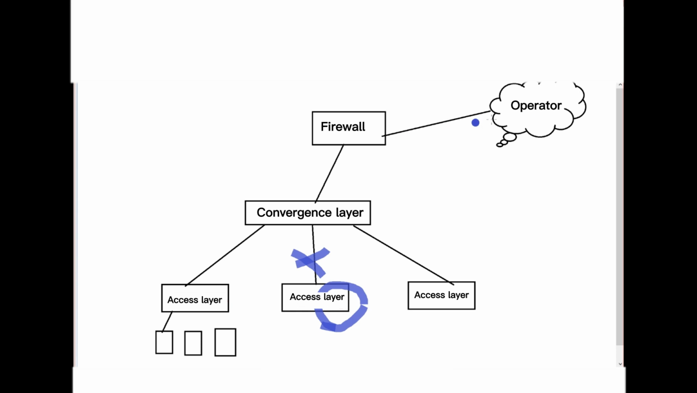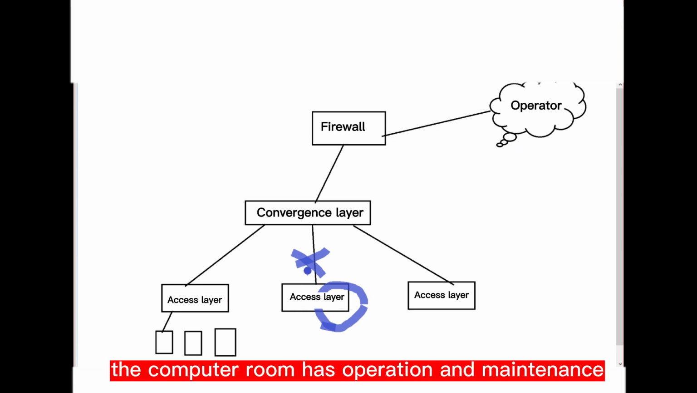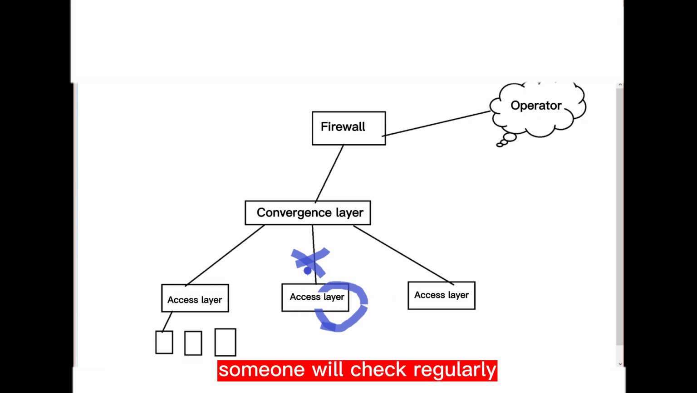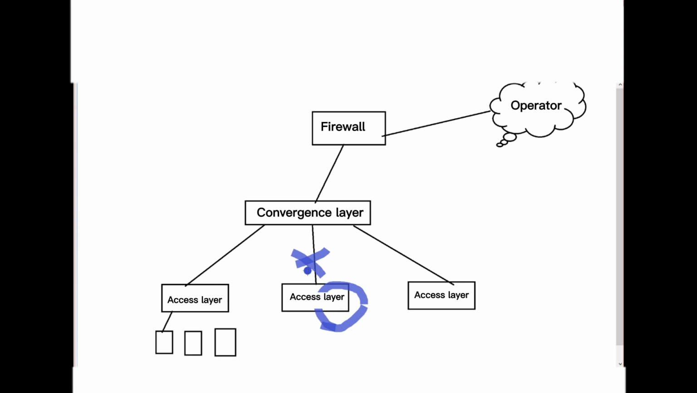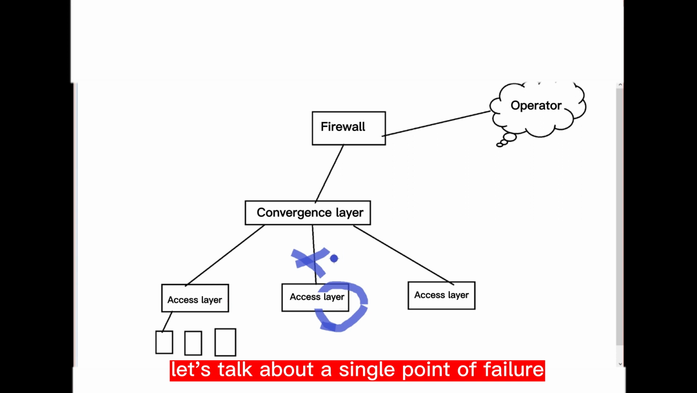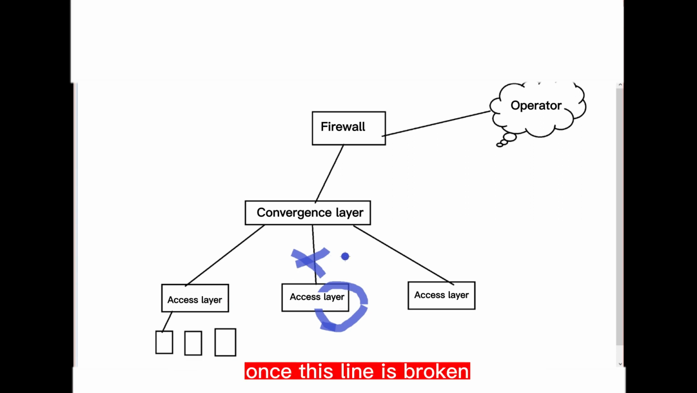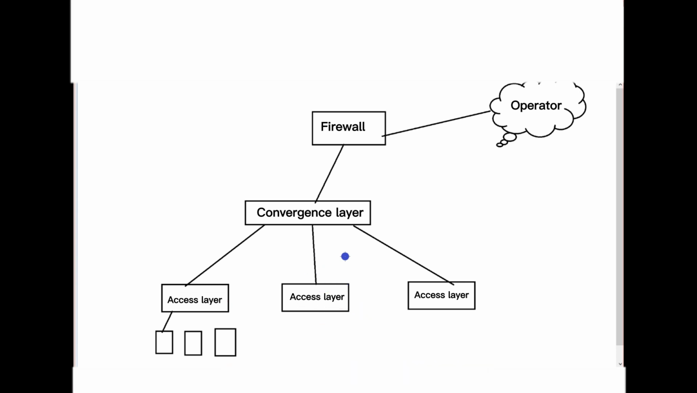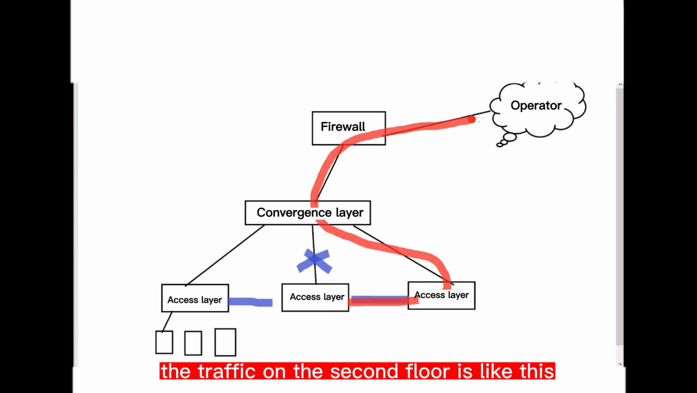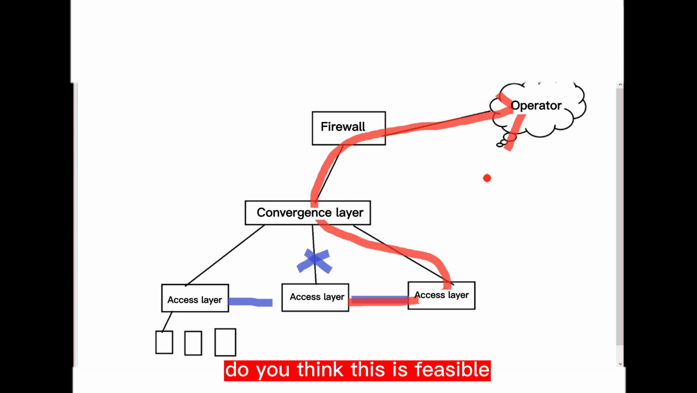Generally speaking, the computer room has operation and maintenance; someone will check regularly, and airtightness is also very strong. Let's talk about a single point of failure. Once this line is broken, the second floor will not be able to access the internet. And someone might have a way: if this line breaks, just connect to the devices below. If it breaks later, the traffic on the second floor goes like this. Do you think this is feasible?